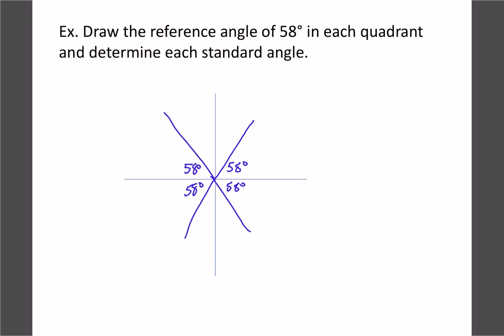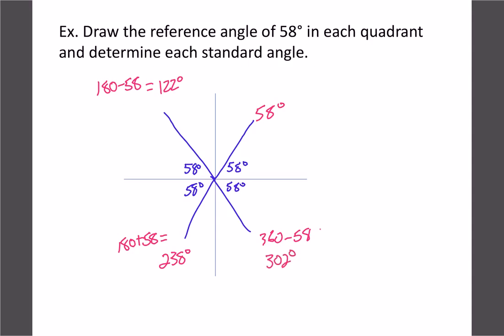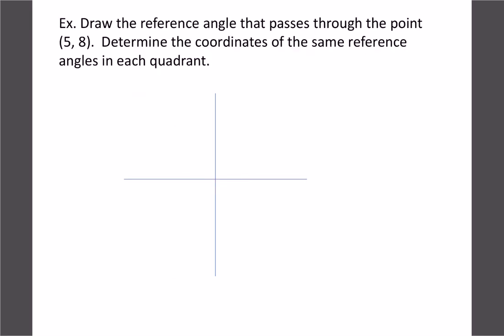So now let's calculate the actual standard angles. So this one, 58, stays the same. The next one would be 180 minus 58, which would give us 122. You can see down here we have 180 plus 58, which would give us 238. And the last one would be 360 minus 58, which would give us 302. So there's our 4 angles. All 4 of those different angles have the exact same reference angle.